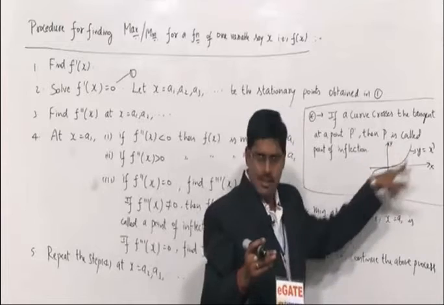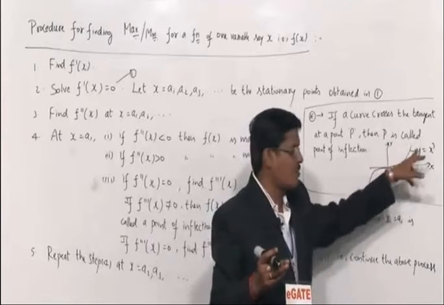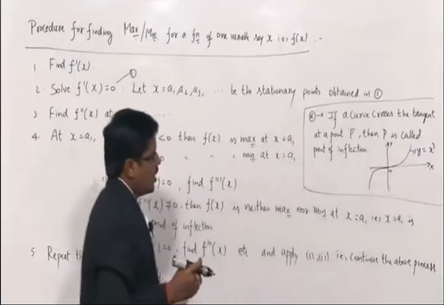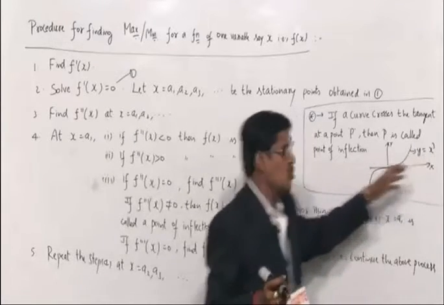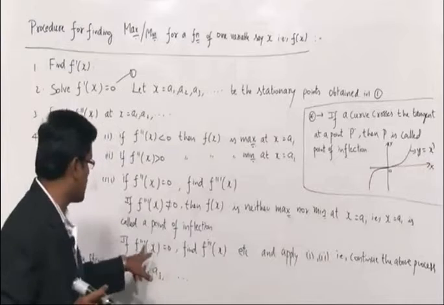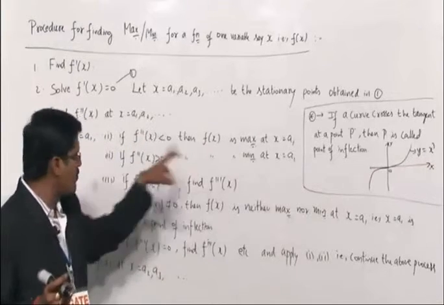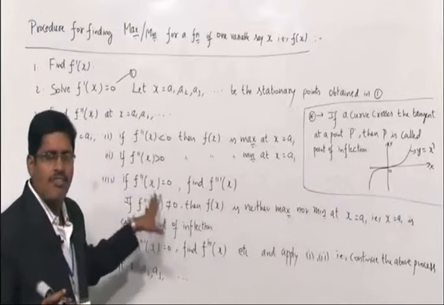Geometrically, the graph of y is equal to x cube has a point of inflection at 0. Or take f x is equal to x cube. Using this procedure, you will get third derivative not equal to 0. This is the mathematical procedure, without a graph, for saying the point is a point of inflection.